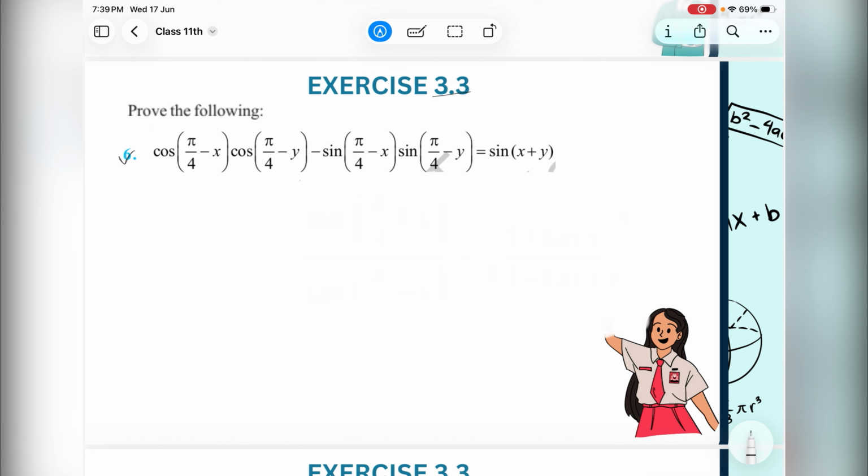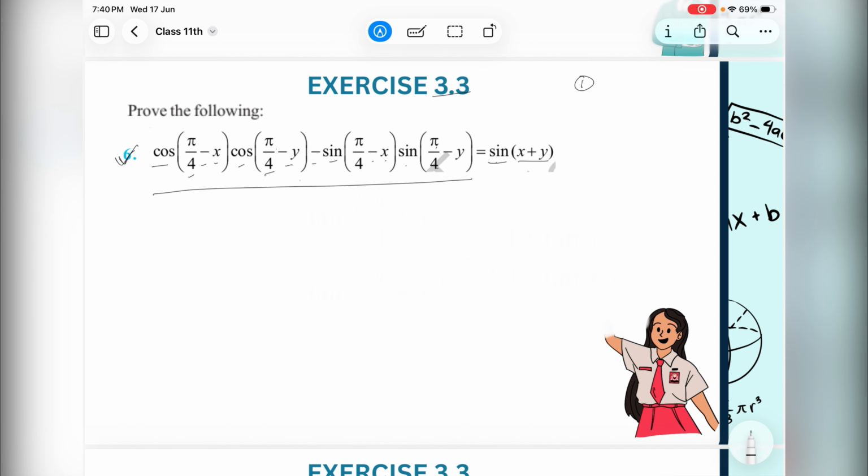So first of all, you see question number 6. We are given cos(pi/4 minus x) cos(pi/4 minus y) minus sin(pi/4 minus x) sin(pi/4 minus y) equal to sin(x plus y). So we have to make this LHS equal to sin(x plus y). There are a few points that we have to keep in mind.